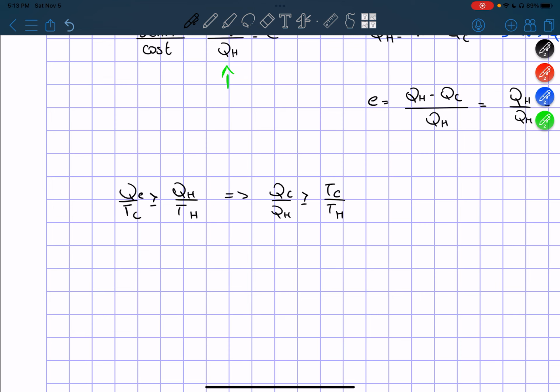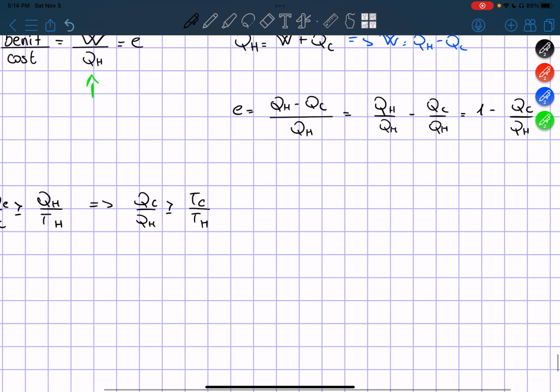Now, where does this come from? Well, we know this is true because of the entropy. In fact, we always have to go back to the initial point and say that the entropy that is given to the cold reservoir will be the entropy that we get from the hot reservoir. Therefore, the entropy in the hot reservoir decreases while the entropy in the cold reservoir increases.